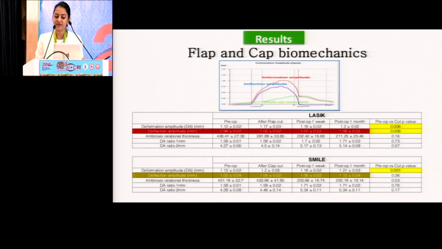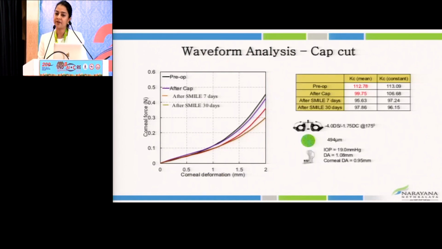So here are the interesting results. Talking about the deflection amplitude, there was a statistically significant change noted before and after flap cut in LASIK, which was not observed in SMILE. So I'll also show some representative case examples. This was a patient who underwent SMILE.